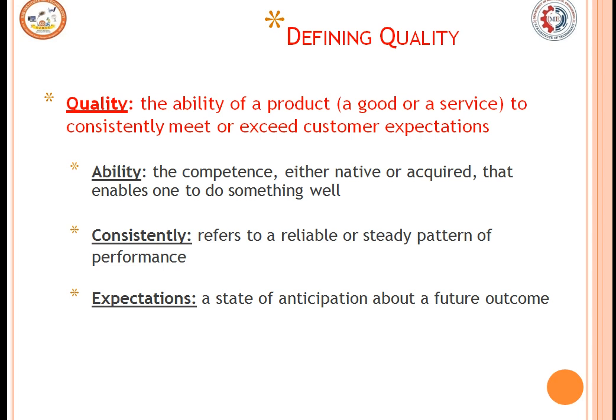When you define quality, it is the ability of a product to consistently meet or exceed customer expectation. Ability tells about the competency, either native or acquired, that enables one to do something well. Consistently refers to reliability or a steady pattern of performance. Expectation is a state of anticipation about the future outcome. So quality is defined with 3 parameters: ability, consistency and expectation.